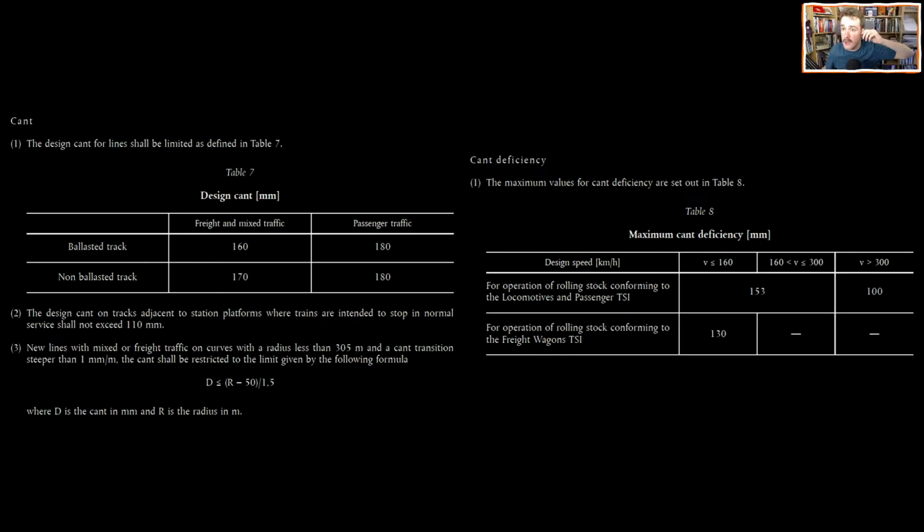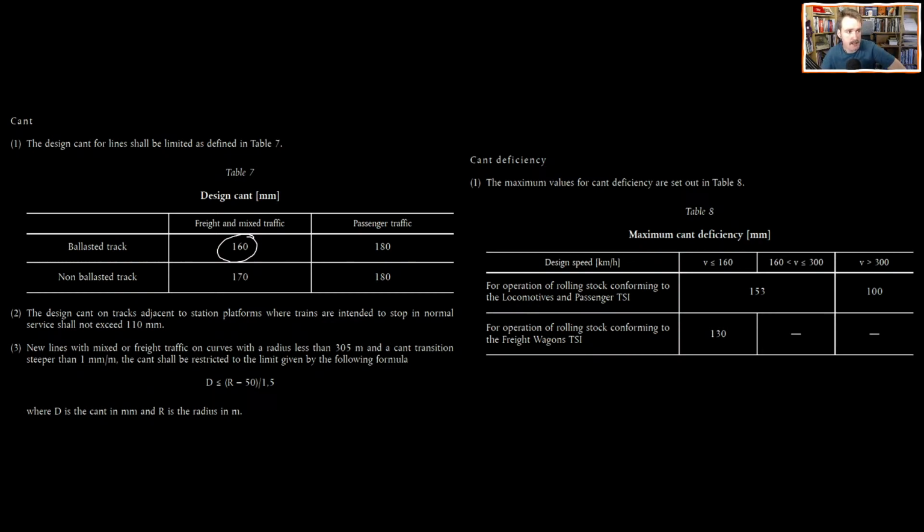So here are these, now slightly out of date, but I think the numbers are still the same. The European TSIs, the technical specification for interoperability, and we have limits on cant. So here we are, freight and mixed traffic on a ballasted railway, 160 millimeters of cant is the limit. And the limits of cant deficiency.